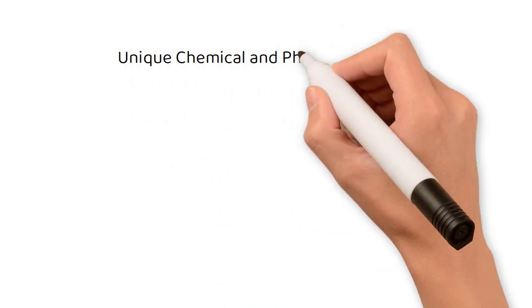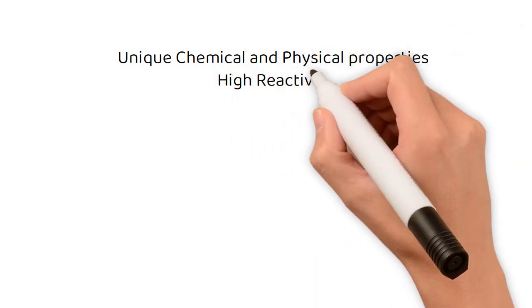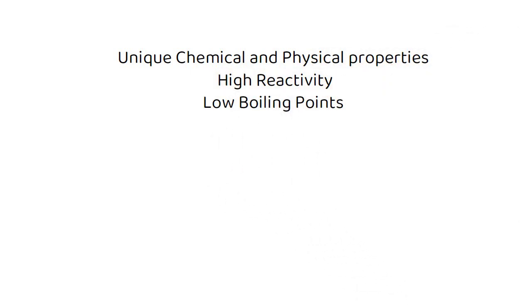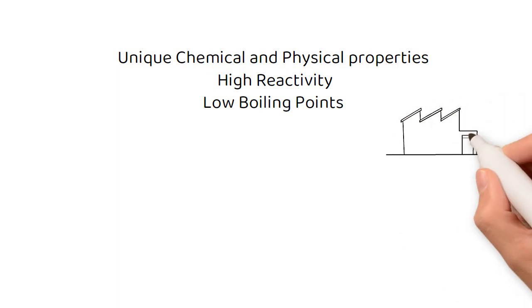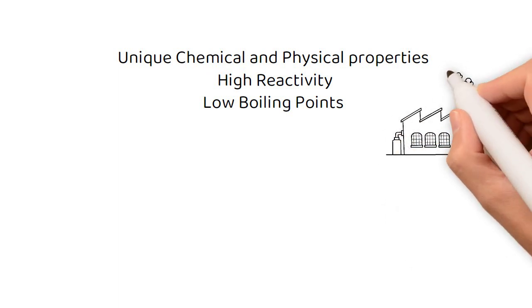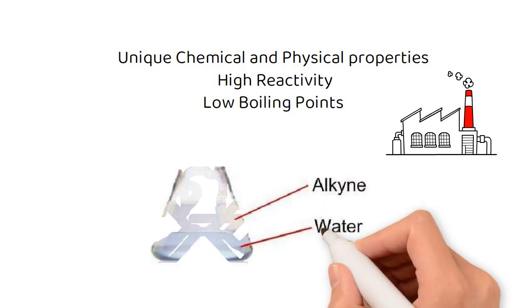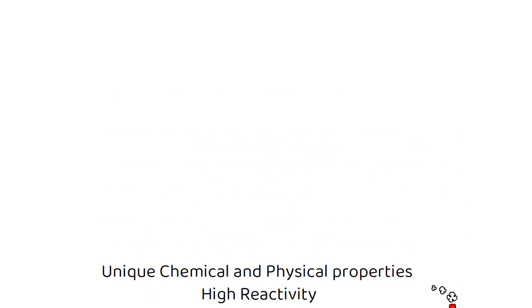Alkynes have unique chemical and physical properties, including high reactivity and low boiling points, which make them useful in a variety of industrial applications. Because they are less dense than water, they tend to float on the surface of water.